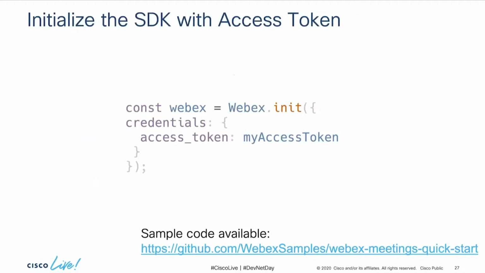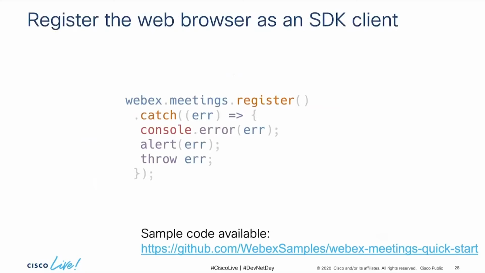Here's a quick sample of the code that it takes to initialize the SDK with the access token. You can see we're calling WebEx init and passing that access token that we generated from our OAuth integration. Then we're going to register the web browser as an SDK client. We call the meetings.register function to tell the WebEx services that our browser is authenticated and ready to go.